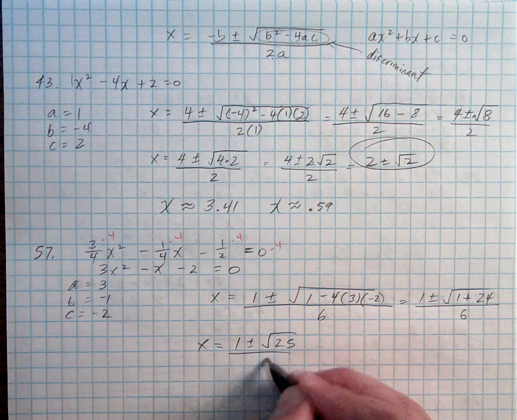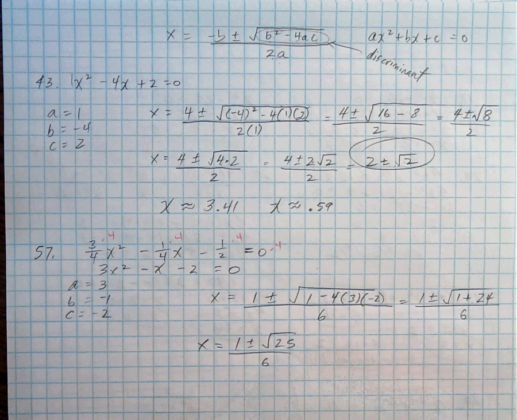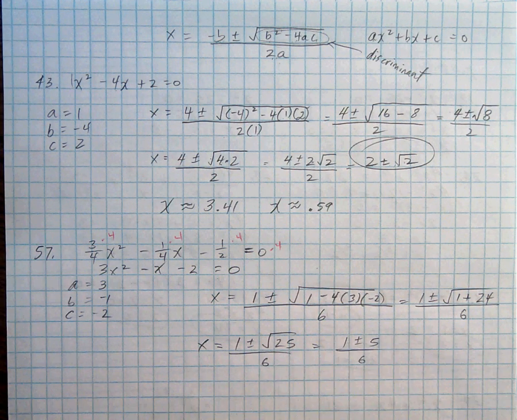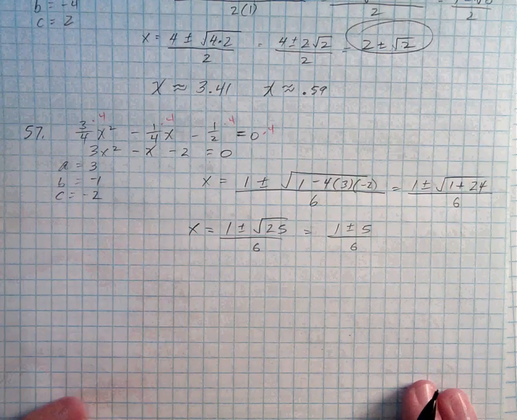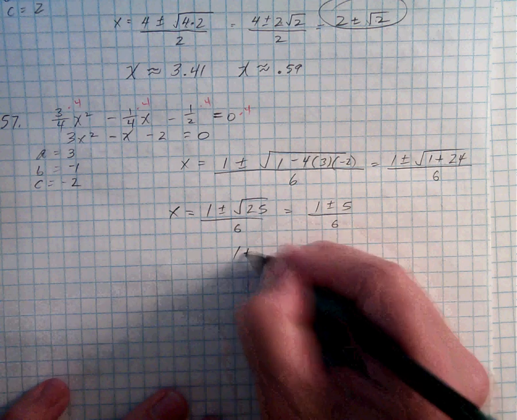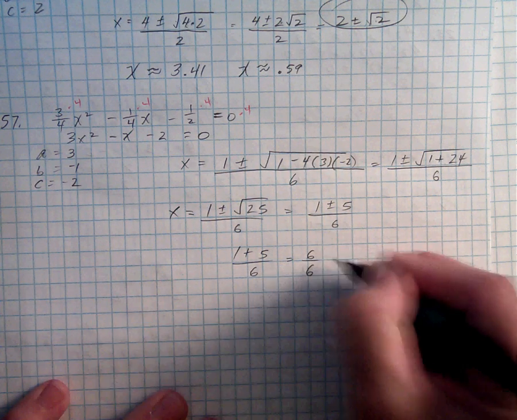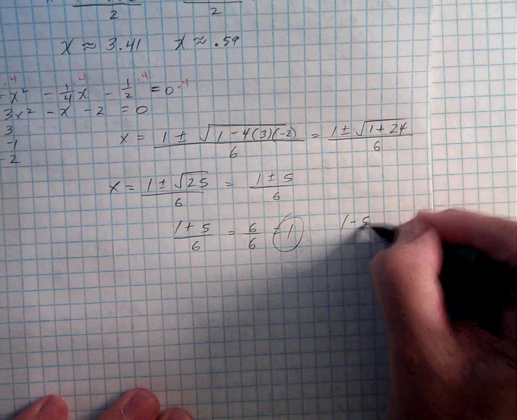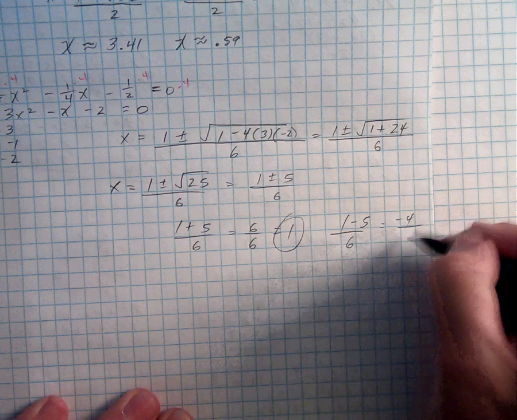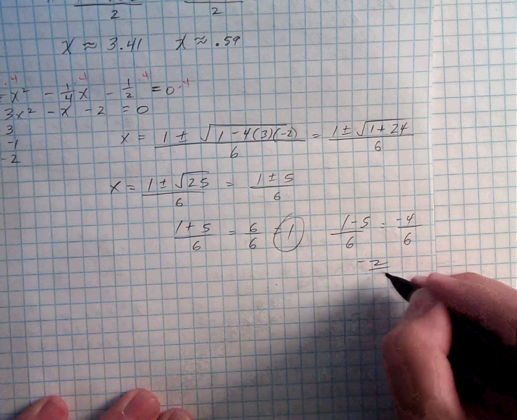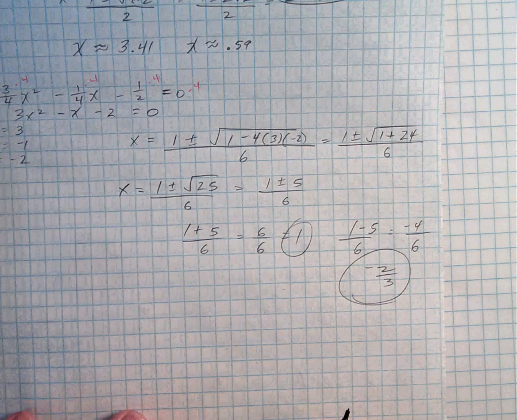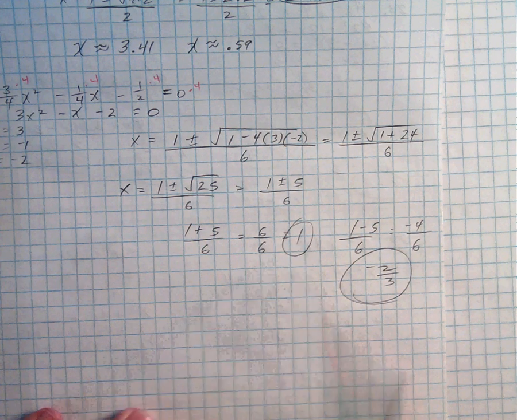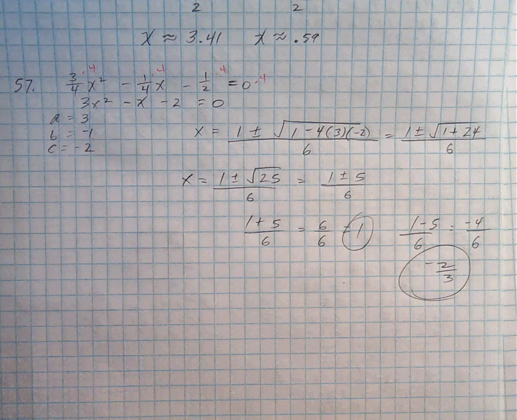So x equals 1 plus or minus the square root of 25 over 6. Alright, well we can keep going because square root of 25 is just 5, right? So this is 1 plus or minus 5 over 6. So let's figure out what those are. Well, 1 plus 5 over 6 is 6 over 6, which is 1. That's one answer. And 1 minus 5 over 6 is negative 4 over 6, so negative 2/3 is the other answer. And that was number 57. So that's it. You can check those on your calculator and see that they are indeed correct.